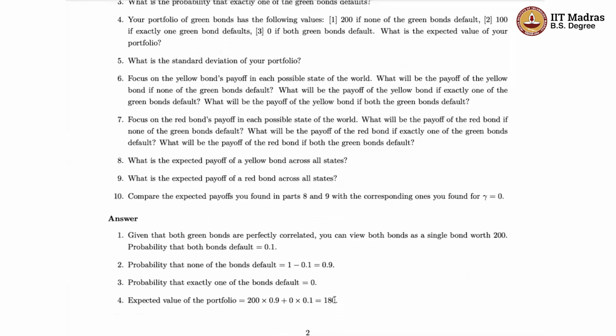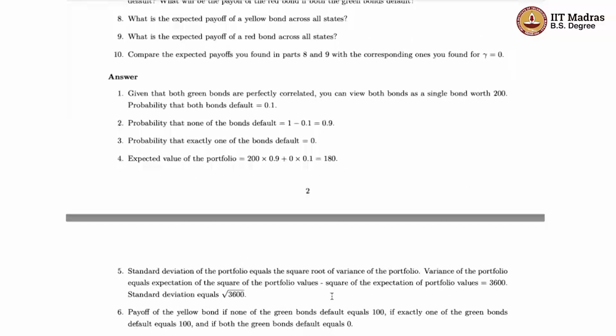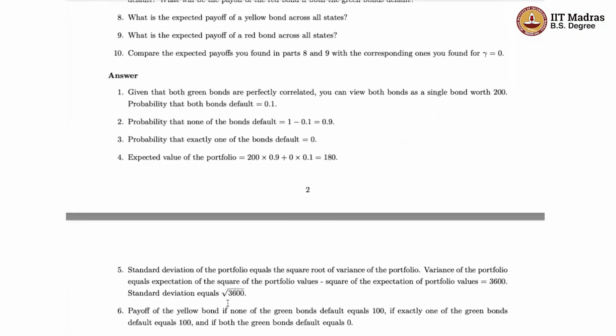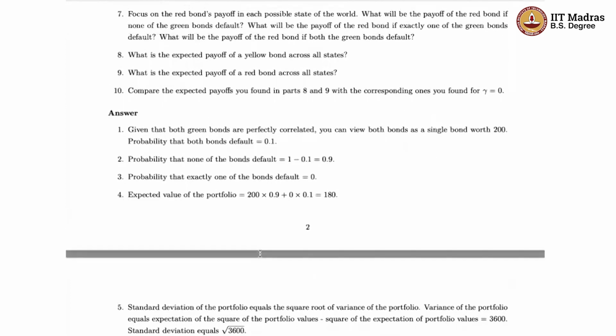Okay. What about the standard deviation? You can do it the same way in which we calculated it before. So you can see that this is now more risky, right? The standard deviation has increased to square root of 3600 compared to square root of 1800. So increasing the correlation of the underlying defaults has made the portfolio more risky, right?